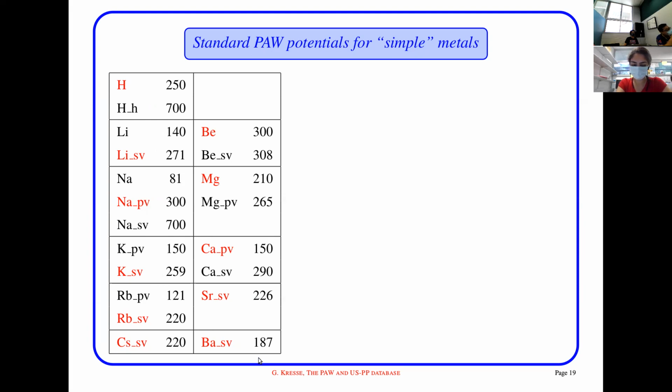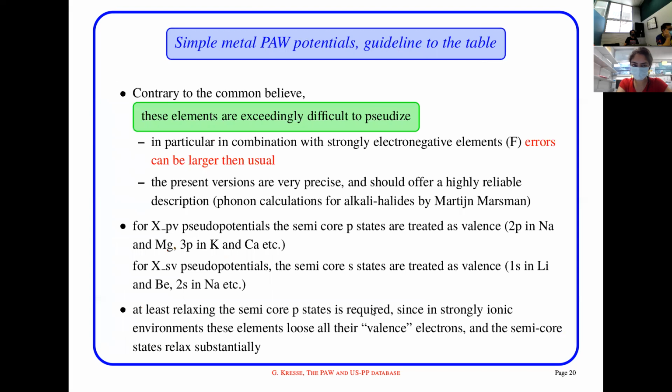But again, this is just if you're working on cations, so you probably never work with that, don't worry. Just remember that you can access and consult this slide if you need to change the pseudo potential. And then you see, for XPV, so sodium PV for instance, the semi-core p states are treated as valence, so 2p in sodium, 3p in potassium, etc.